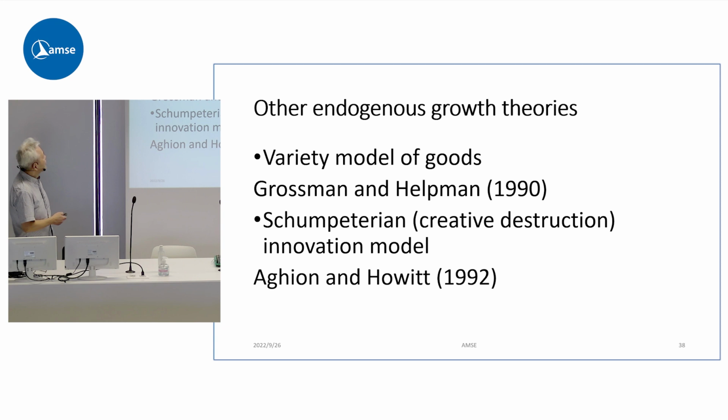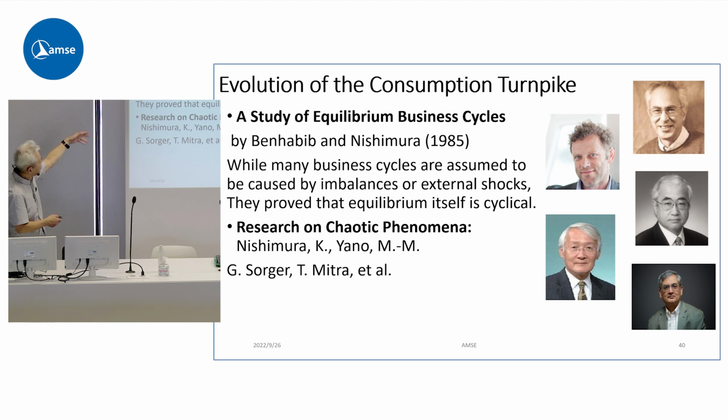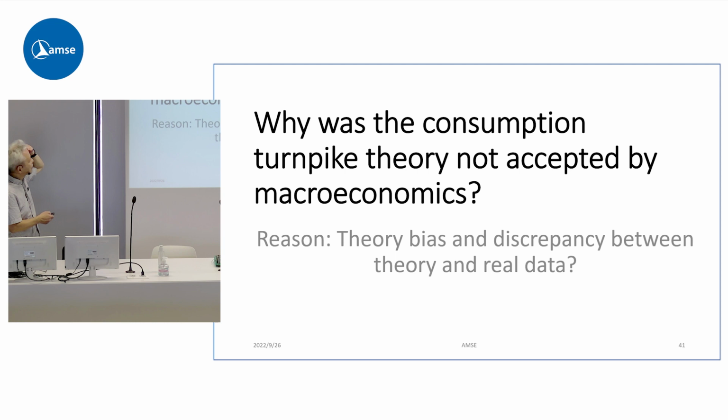Then the other end of growth theory is like this, as you know very well, so I will just skip this one. Then this one is the consumption turnpike theory, which itself was developed by Kazuo Nishimura and others. Very interesting papers showed up. But the problem is that those time factors are not so much accepted by macro people.